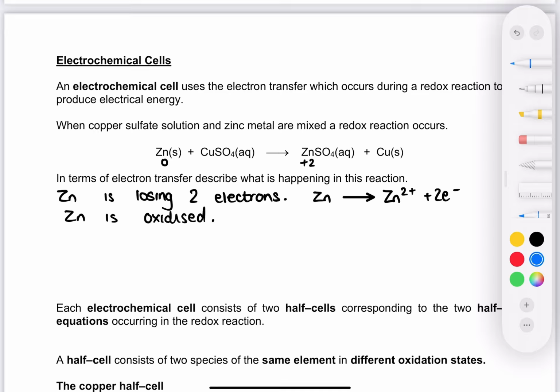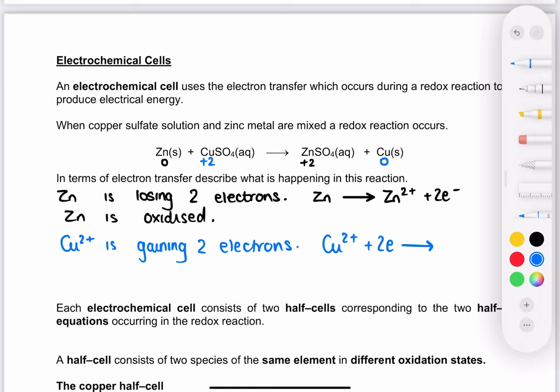And then if we were to look at the copper, it starts as +2 in copper sulfate and ends at 0. Cu2 plus is gaining 2 electrons. So we can say that Cu2 plus is reduced.